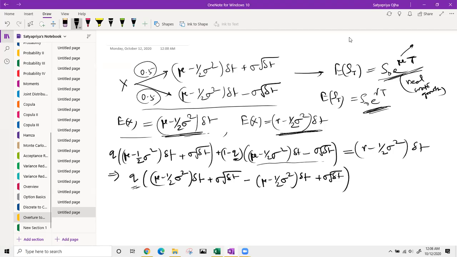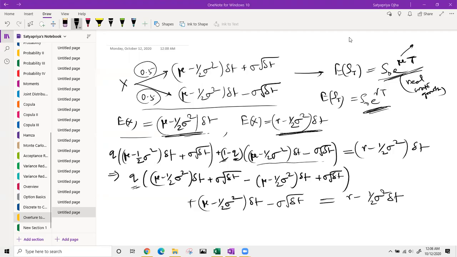What is left over here is 1 times the whole thing again, mu minus half sigma square delta t minus sigma square root of delta t. This is equal to r minus half sigma square. If you want, please write it in your notebook so that you can look at it later. Anyways, you'll get the video. So it's okay if you don't do it right now.